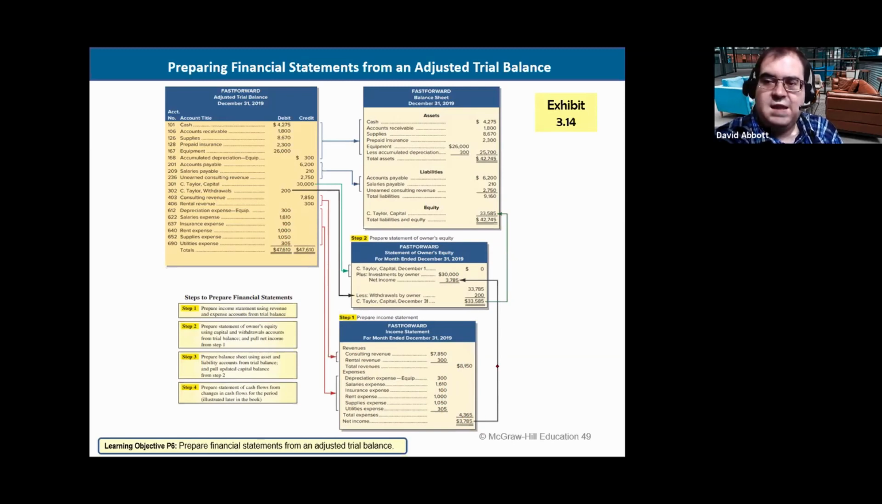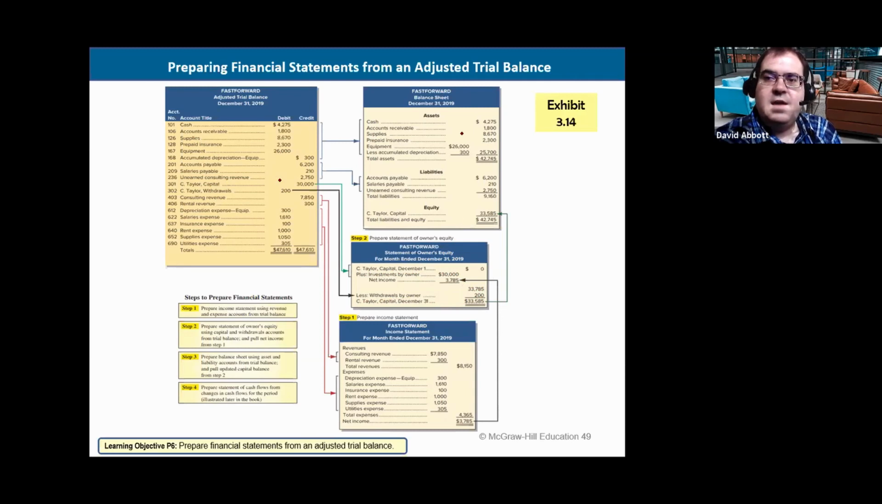And then what we do is we take that, and we go up and look at our statement of owner's equity. So we look at the adjusted trial balance, and we see C. Taylor, Capital. He didn't have any on December 1st because it's a new business, but he invested $30,000, and we get that again from the adjusted trial balance. And then we get the net income from the income statement. We plug that in, and so we get the total there for the additions to owner's equity, and then we subtract how much was taken out, and that gets us the final amount for capital.